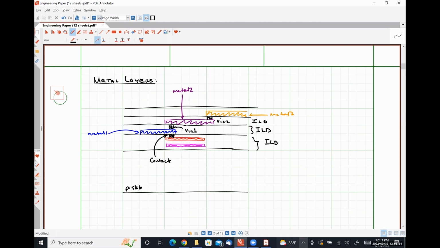They effectively serve as a single point of contact between those 2 layers. So generally speaking, only having a single via or contact is a terrible idea.